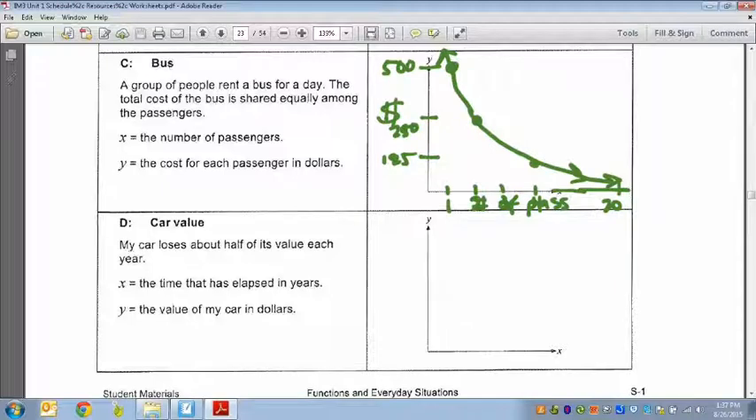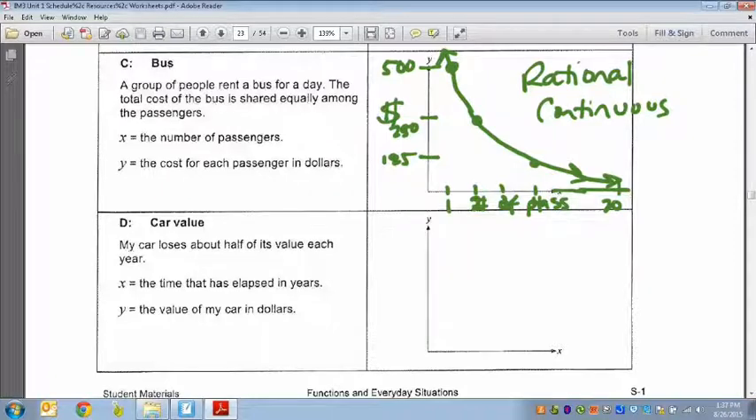So this looks like a radical equation, and the reason I say that is because the graph is never going to touch the y-axis because I have to pay something if I'm renting the bus. And the graph will never touch the x-axis because if I divide it evenly among everyone who's going, it's never going to be 0. So I'm going to call this a rational function. And again, this is continuous.